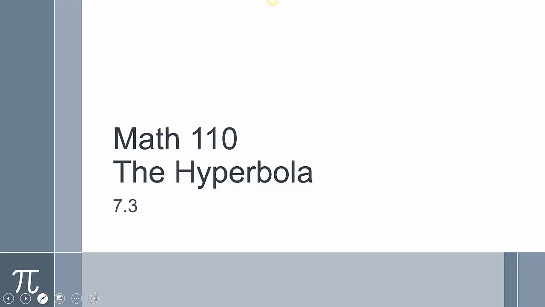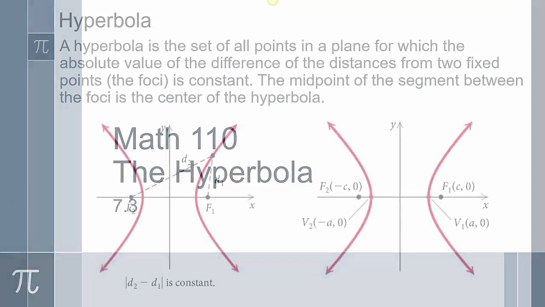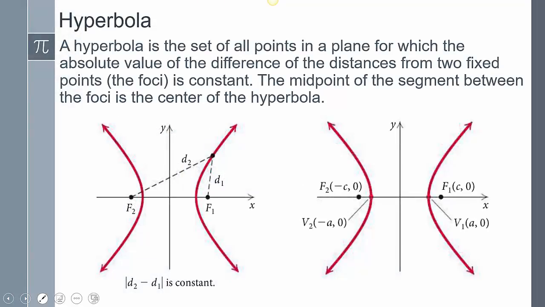Math 110, the hyperbola, section 7.3. Now, a hyperbola is the set of all points in a plane for which the absolute value of the difference of the distances from two fixed points, the foci, and these are the two foci displayed here, is constant. The midpoint of the segment between the foci is going to be the center of the hyperbola. So the midpoint of this focus and this focus would be right here, and that's going to be the center of our hyperbola.